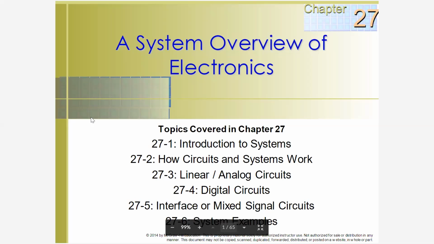We will discuss today a system overview of electronics. We'll have an introduction to systems, how a system works, and how circuits and systems work together. Then we have linear and analog circuits, the difference between analog and digital circuits, then interface or mixed-signal circuits, and other examples of systems. Okay, we start now.